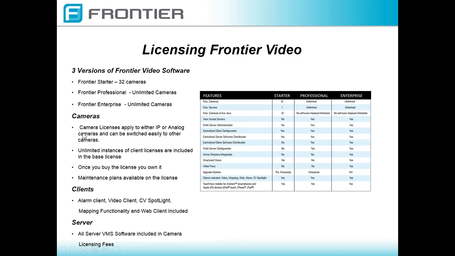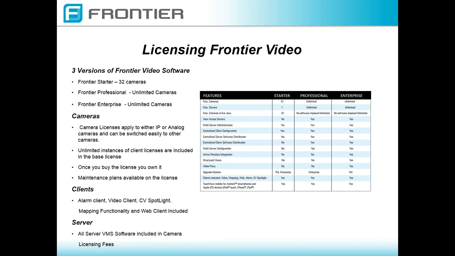So the camera licenses apply to either IP or analog cameras and can be switched easily to other cameras. What that means is, say for instance you have a system with 32 cameras. 16 of those are analog cameras. You just have 32 licenses. You have 16 of those being used for analog. As you move away from the analog cameras, those licenses can be reallocated to a different camera without a need to call in to get any assistance. The end user can do that on their own.